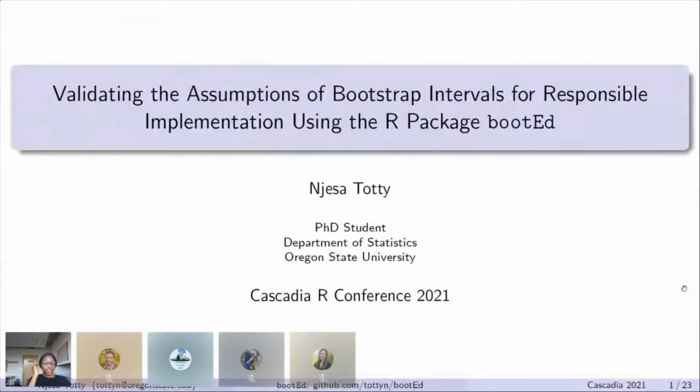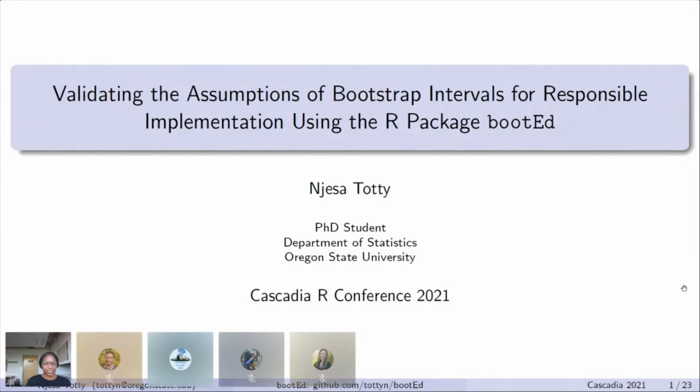All right, so hopefully everyone can hear me well. So good afternoon, everyone. My name is Njesa Totty, and I am a PhD student at Oregon State University. Over the last 4 years of my graduate education, I've worked as a teaching assistant for statistics courses in my department. I've also been fortunate to work on curriculum development projects and special teaching assignments within my department.